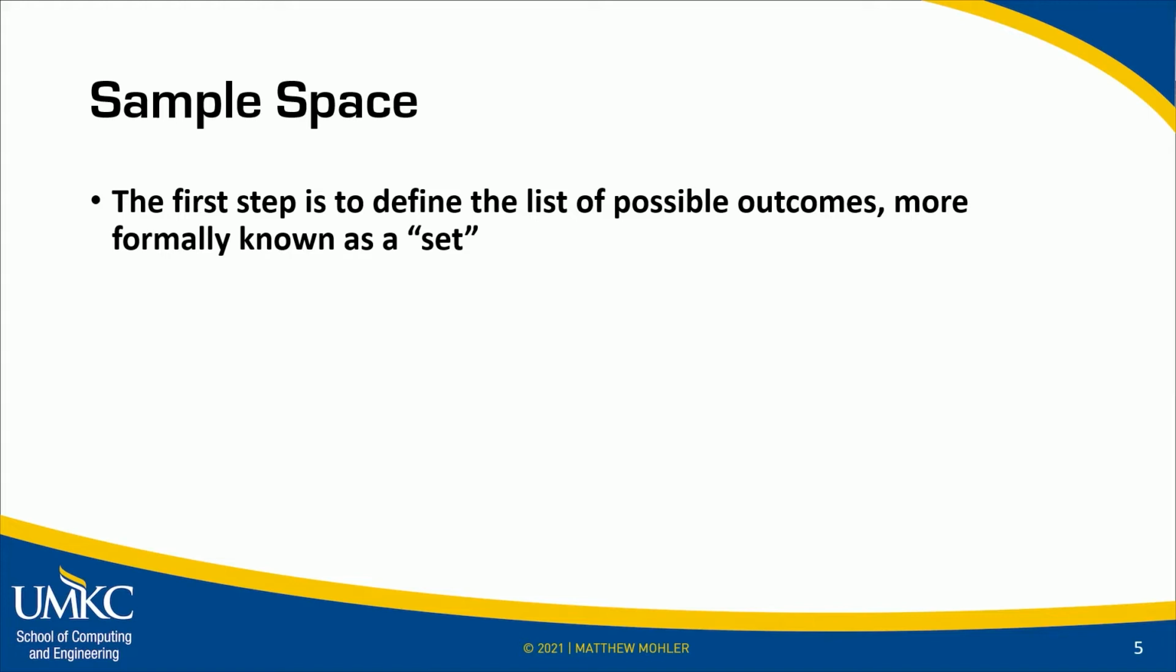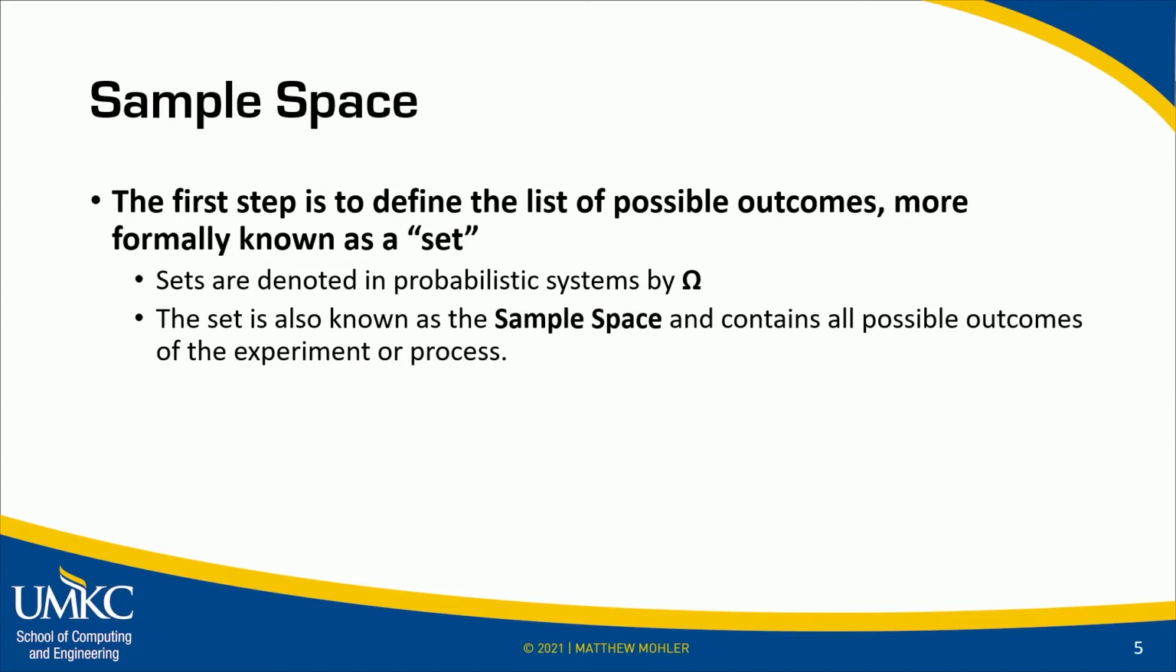our experiment. Now, sets are denoted in probabilistic systems by a capital omega. And anytime you see that capital omega, it is the sample space. It is the collection of all possible outcomes for that experiment. Now, elements within a set ultimately have to have some very finite rules. The first one is that they have to be mutually exclusive. Any outcome of the experiment should not be possible if a different outcome happened. In other words, only one outcome of that experiment can happen at a time.